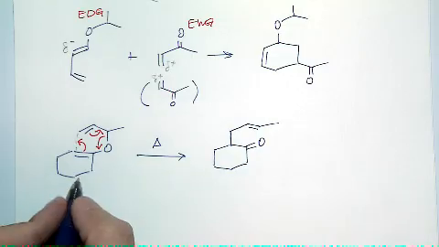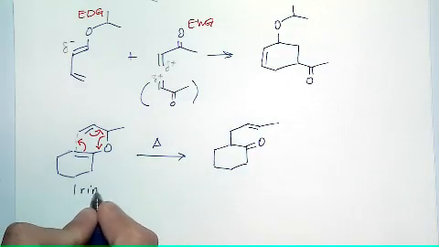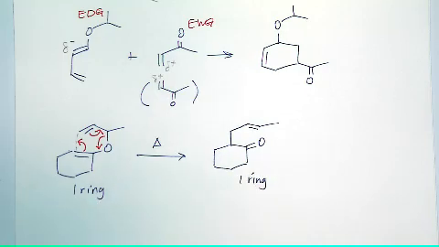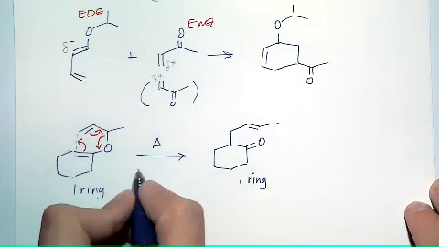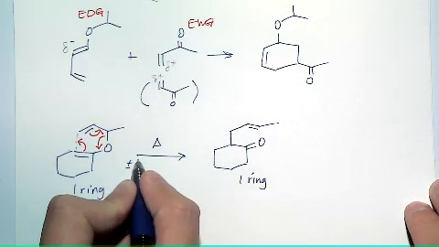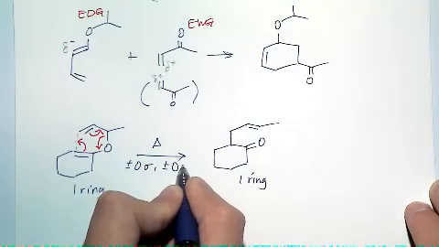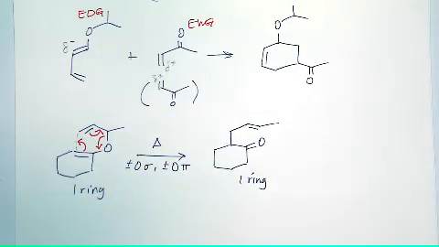Okay, so we still have one ring and one ring, so we haven't had a change in the number of rings, right? And then plus or minus 0 sigma bonds, plus or minus 0 pi bonds. If you count up all the different kinds of bonds, you'll notice there's no change.